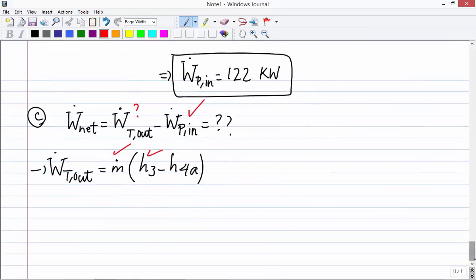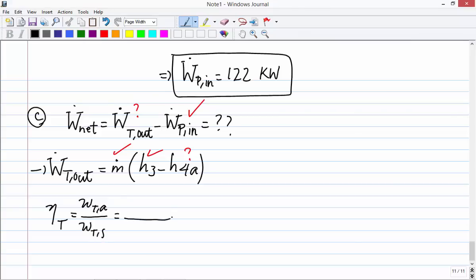Yes, H3, but now I don't know this guy. So how do I solve for actual enthalpy at point 4? Once again, we need to go for the isentropic efficiency for a turbine, which is defined as the actual work divided by isentropic work, because in an ideal world, an ideal isentropic turbine gives us more work, so it's a larger value, and it should be in the denominator.